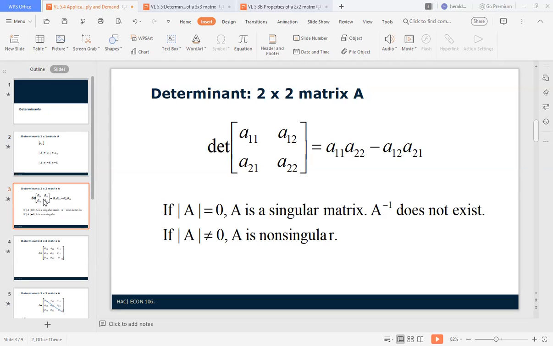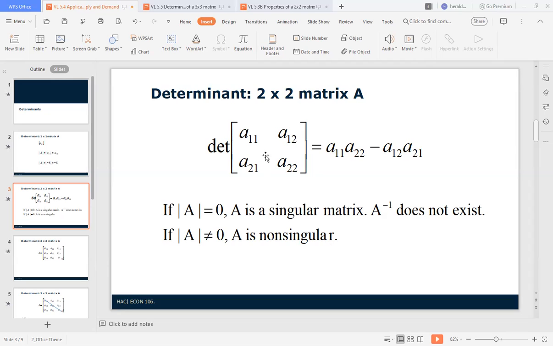Let's proceed to a 2-by-2. When you will be solving for the determinant of a 2-by-2 matrix, A is non-singular if and only if its determinant is not equal to 0. What happens if the determinant is equal to 0? A would be a singular matrix, therefore the inverse does not exist. If it is not equal to 0, then it is non-singular. Therefore, you can proceed and solve for the inverse of that matrix.